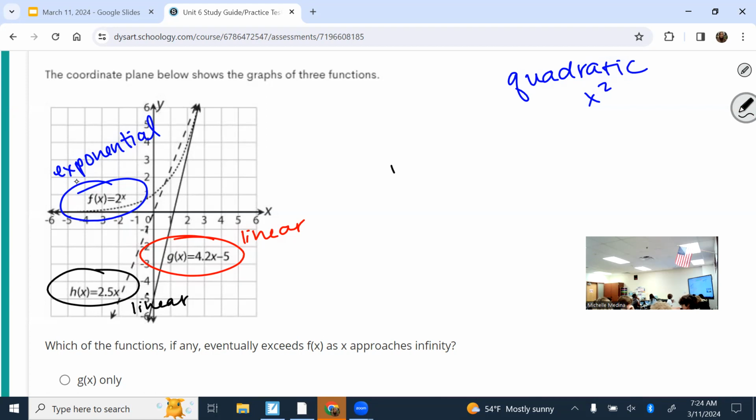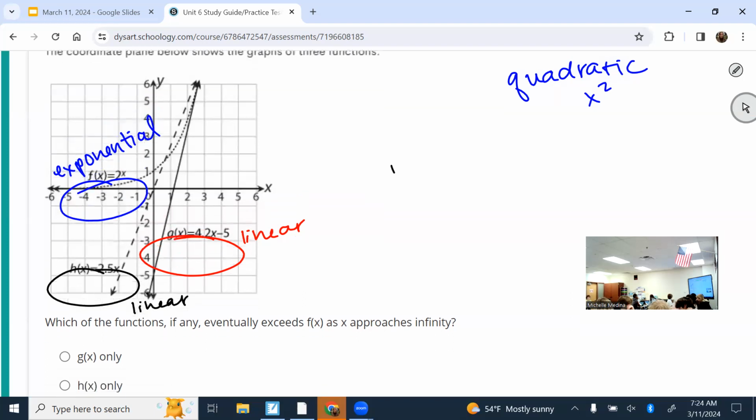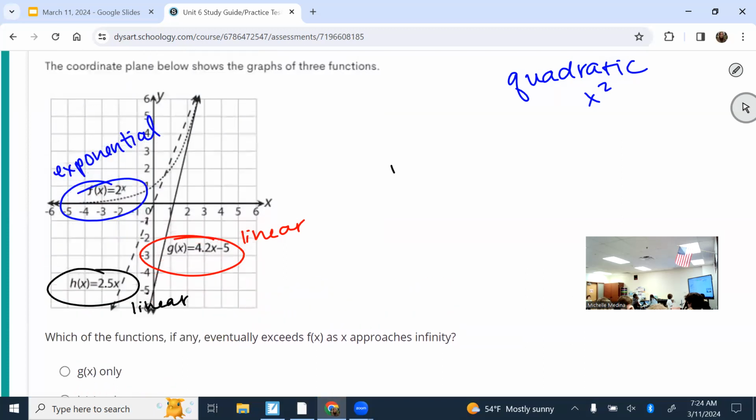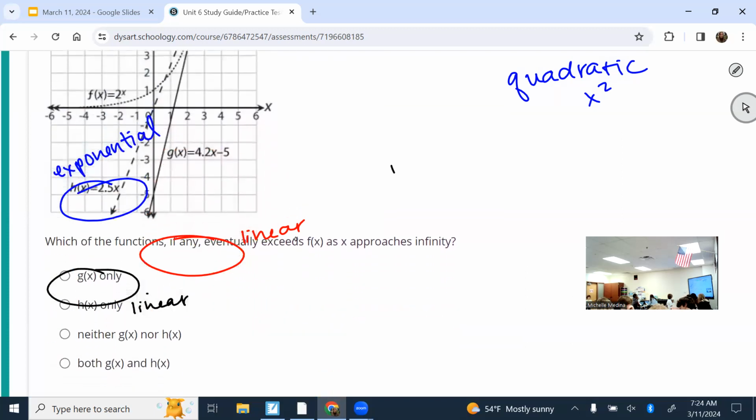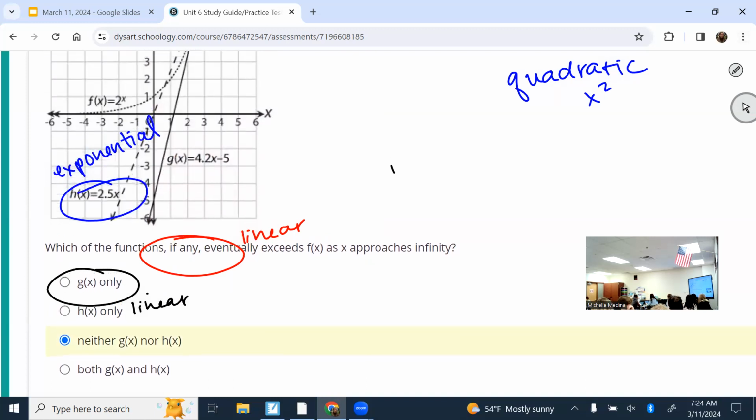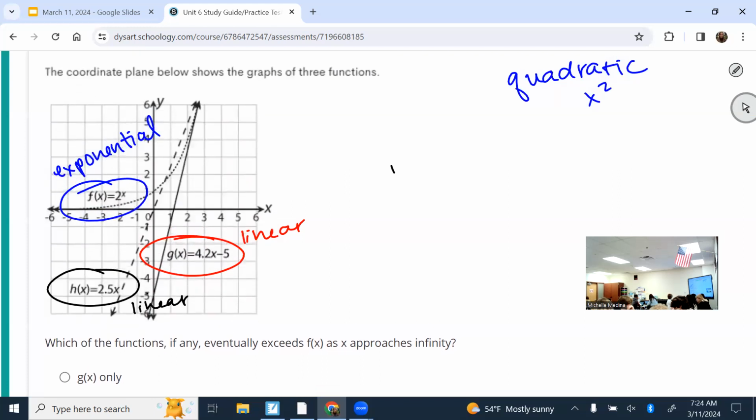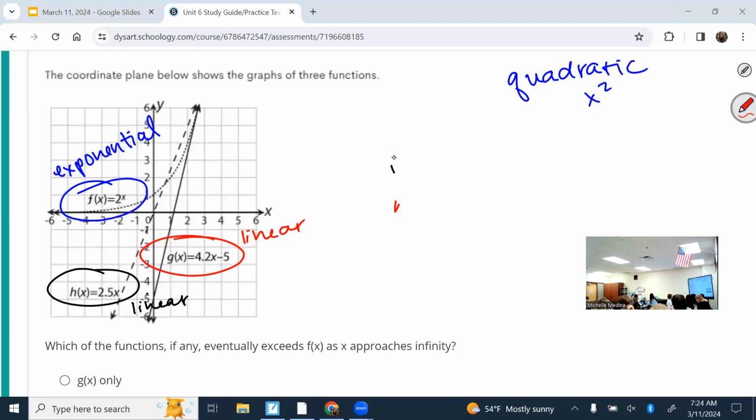I know there's not a quadratic example on here, but there will probably be one tomorrow. So you need to know exponential functions will always eventually exceed the other kinds we've talked about. So when it says which of these functions, if any, will eventually exceed f of x, the exponential, what would you say? It might be shuffled on your screen. So my A says g of x. Okay, so C on my screen would be right. None of the linear functions will exceed an exponential. So for this one, the answer is neither.